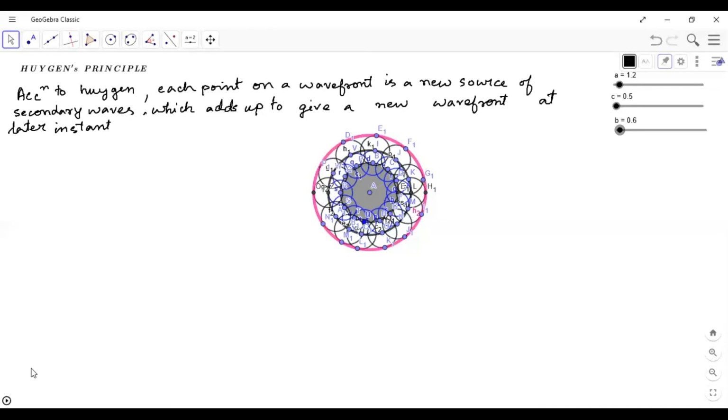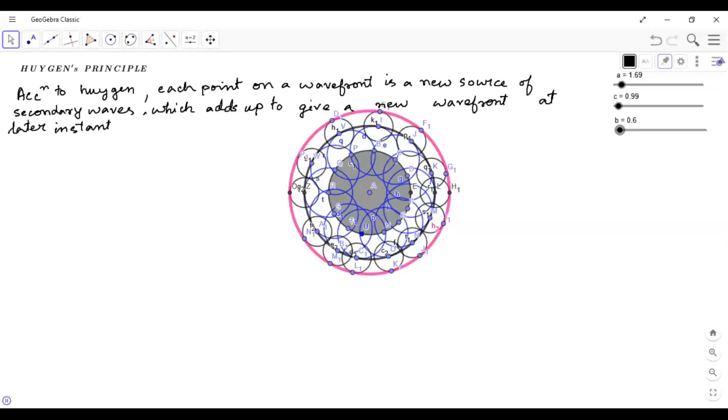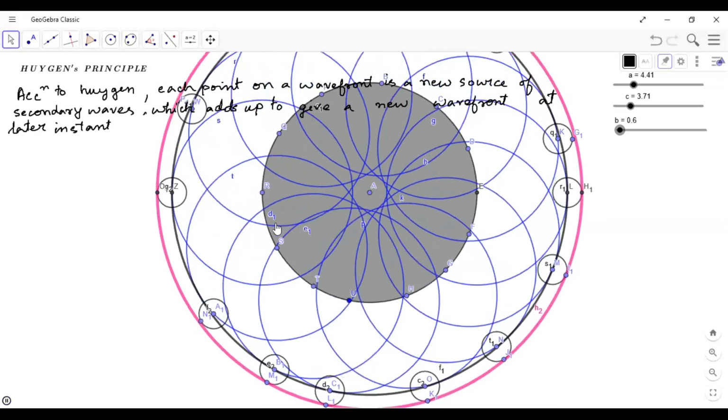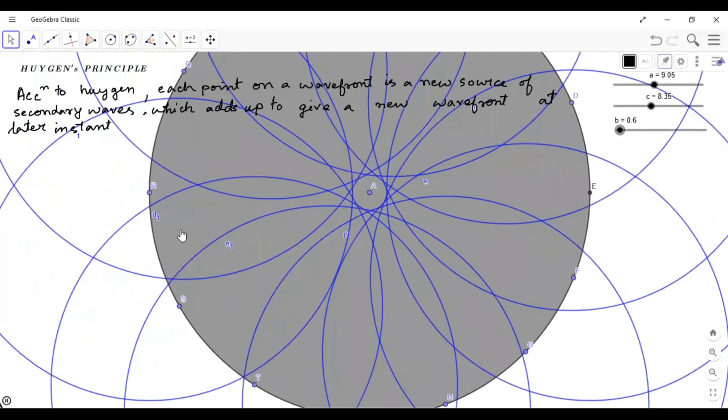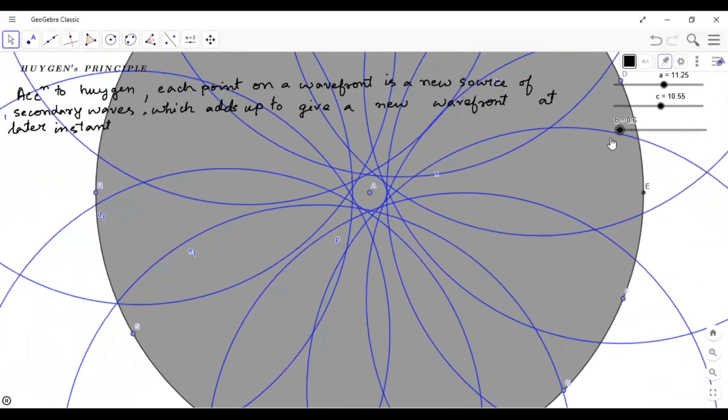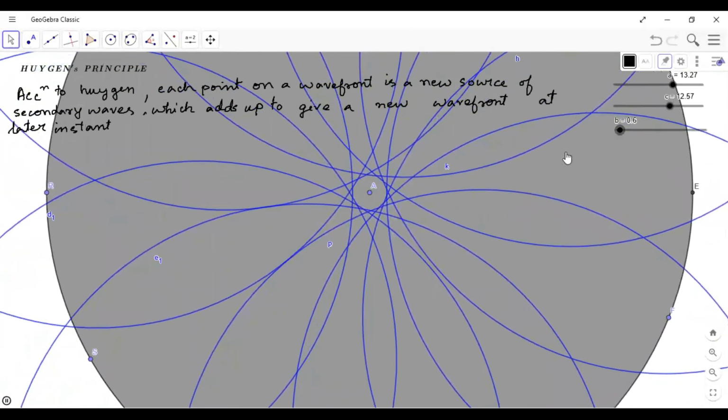Alright. So if I play this simulation, you will see how light propagates.